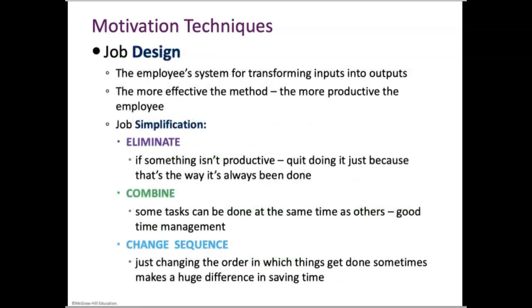Job design is the employee's system for transforming inputs into outputs. The more effective the method, the more productive the employee. Job simplification would include eliminating: if something isn't productive, quit doing it just because that's the way it's always been done. Combining: some tasks can be done at the same time as others. And changing the sequence: just changing the order in which things get done sometimes makes a huge difference in saving time.